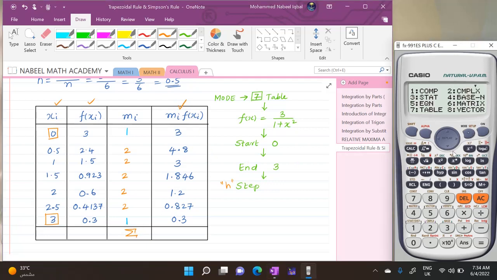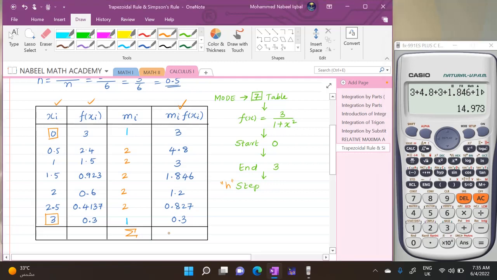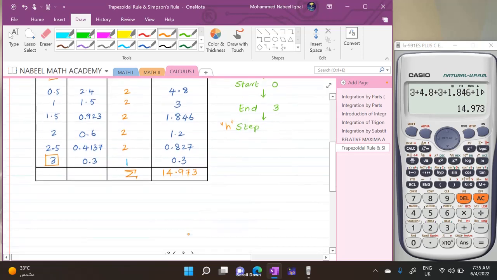So I just added this one. So this is 3 plus 4.8 plus 3 plus 1.846 plus 1.12 plus 0.827 plus 0.3. So I just write it this one. So you will get the value as 14.973. So this is my summation.